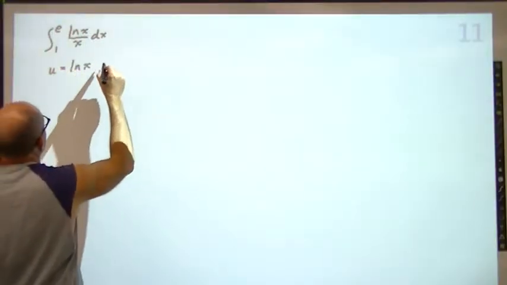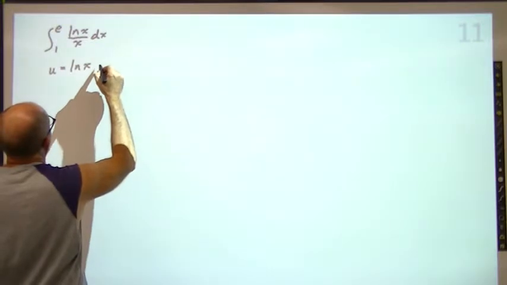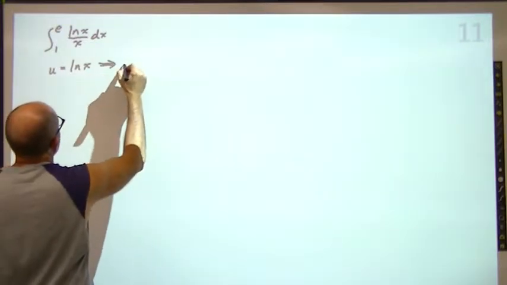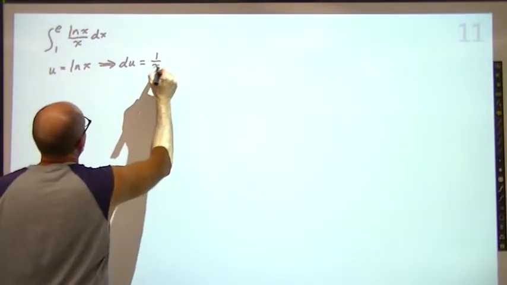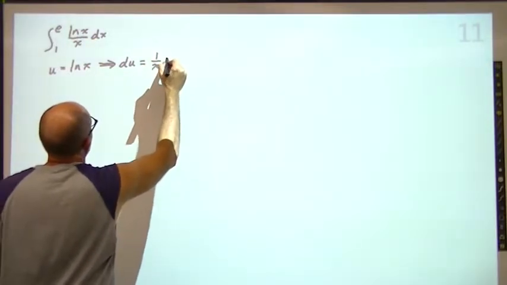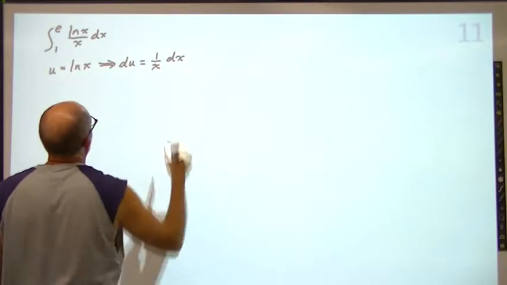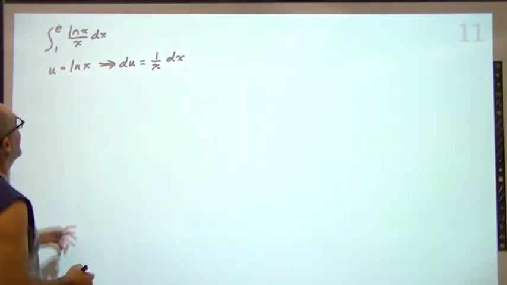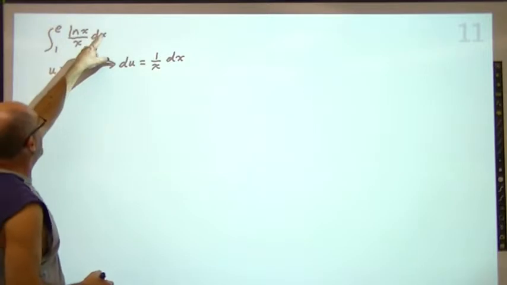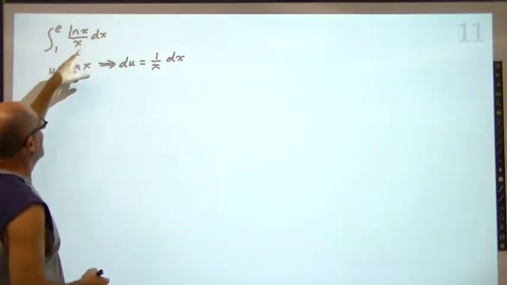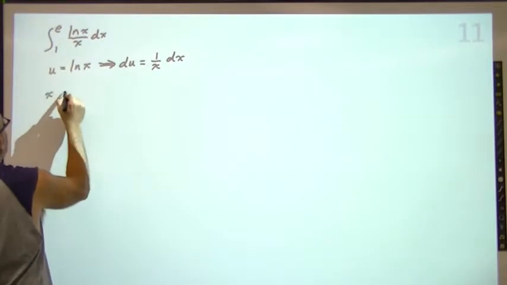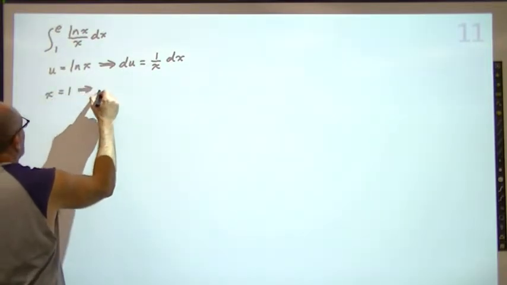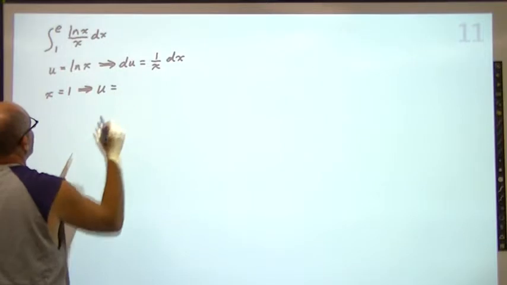u equals natural log x, and that makes du equal to 1 over x dx. Okay, now I have my 1 over x dx here. Now, the only other thing I need to do is, x equals 1 here, so we need to figure out what u is going to equal.